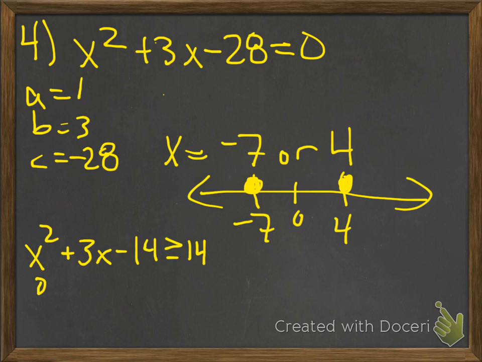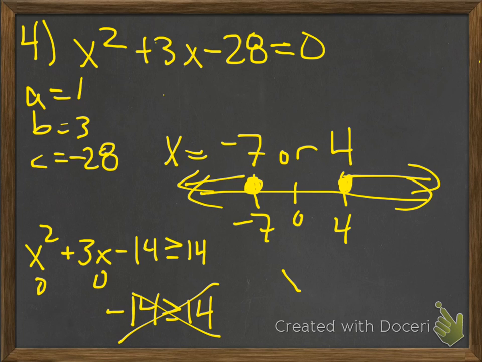Then I test a point in between those two, and the easiest one to test in this case is 0. So I put a 0 in there in place of the x's, and when I do that, I get -14 is greater than or equal to 14, which obviously is not true. Since 0 does not work, no point in between would work, which means I need to shade outside, and thus my answer should be x is less than or equal to -7, or x is greater than 4.